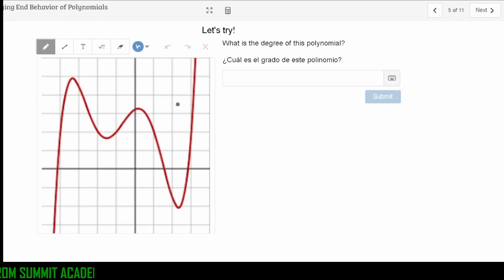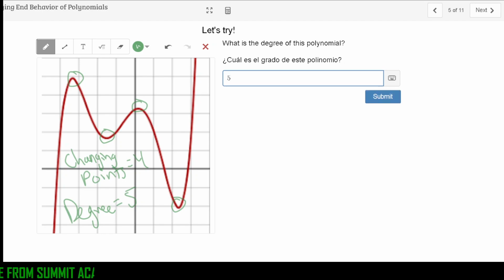All right. On the next part, what about this one? It says, what is the degree of this polynomial? Well, let's count those changing points again. You're going to count those changing points or those turns. I have 1, 2, 3, 4. So our changing points, we have 4. And so that means our degree is going to be the changing points plus 1. So our degree is going to be equal to 5 for this one.